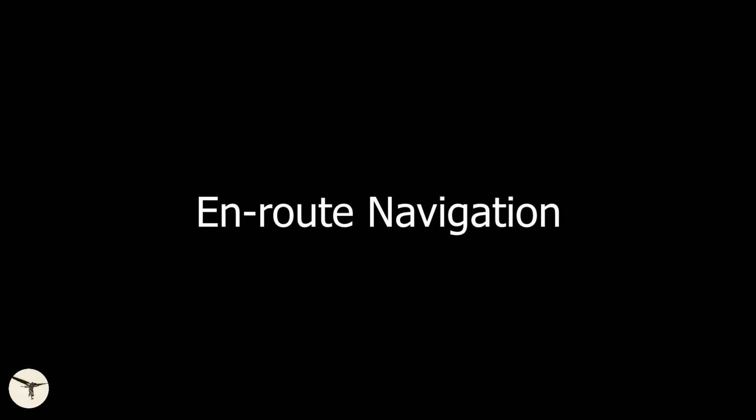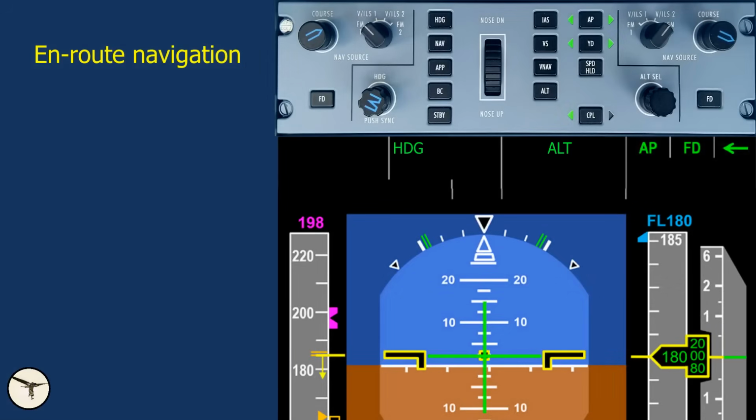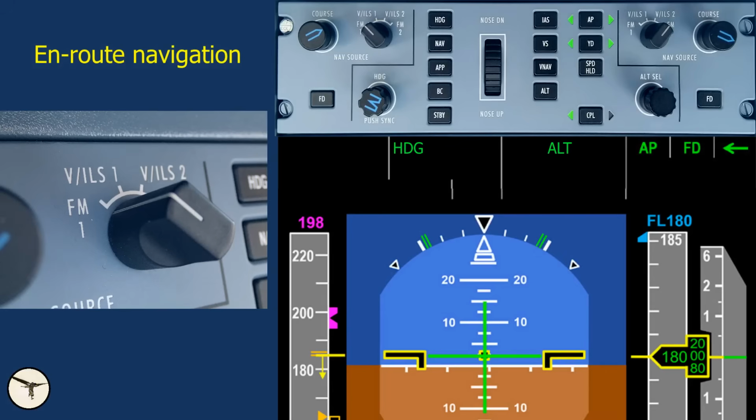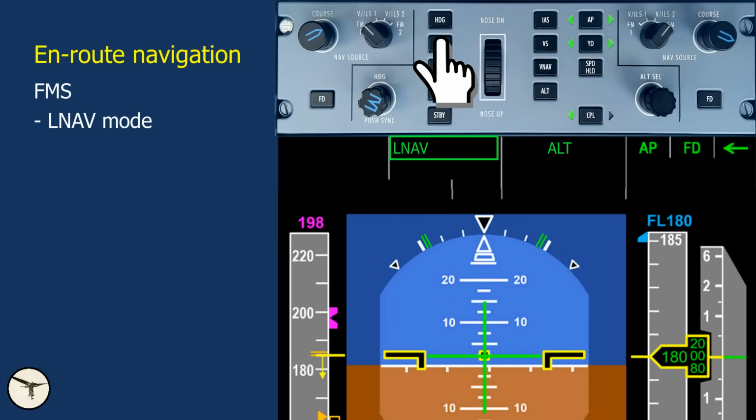En route navigation can be conducted using the FMS, VOR or NDB as the navigation source. When the navigation source is set to FMS and the nav push button is selected, the flight director follows the active flight plan in the associated FMS, engaging lateral navigation, LNAV. However, GPS signals can fail or be jammed. While the FMS has a DME backup, its accuracy is reduced in such cases.